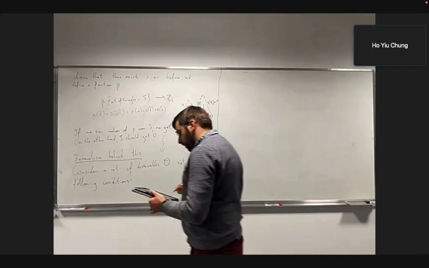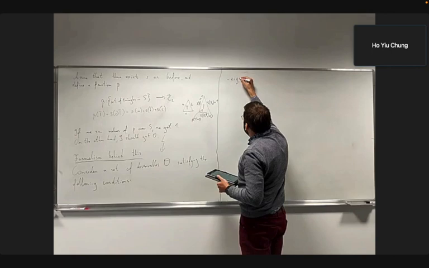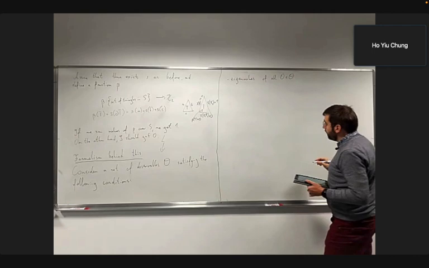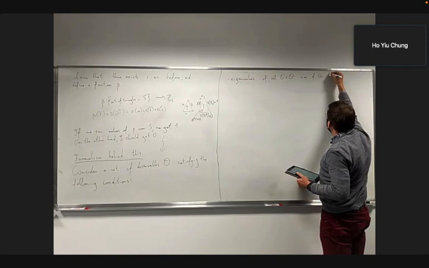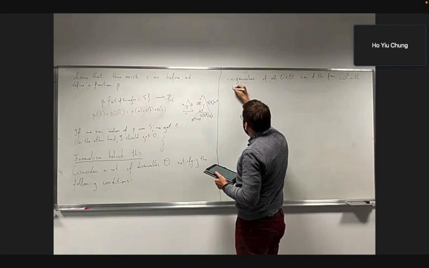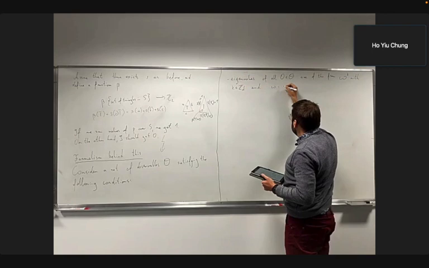So firstly, we require that eigenvalues of all observables in our set are of the form omega^k, with k in Z_D and omega being this root of unity.